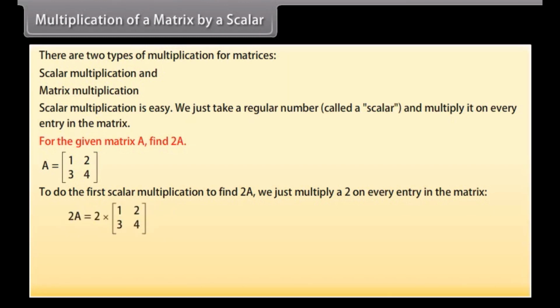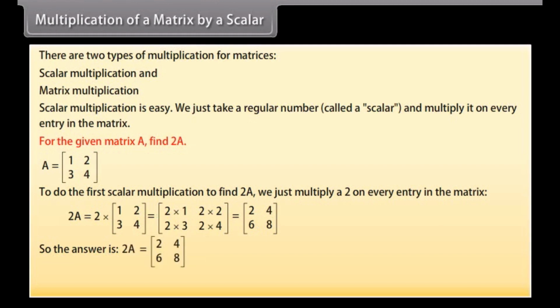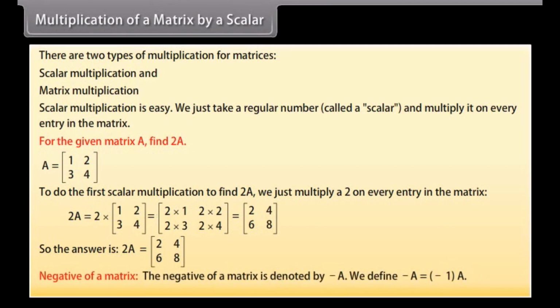2A is equal to 2 times the matrix with first row 1, 2 and second row 3, 4, which is equal to the matrix with first row 2 times 1, 2 times 2 and second row 2 times 3, 2 times 4, which is equal to the matrix with first row 2, 4 and second row 6, 8. So the answer is 2A equals the matrix with first row 2, 4, second row 6, 8. Negative of a matrix. The negative of a matrix is denoted by minus A. We define minus A is equal to minus 1 times A.